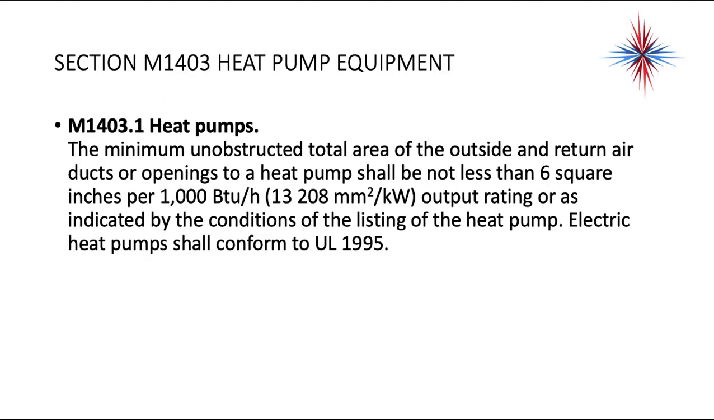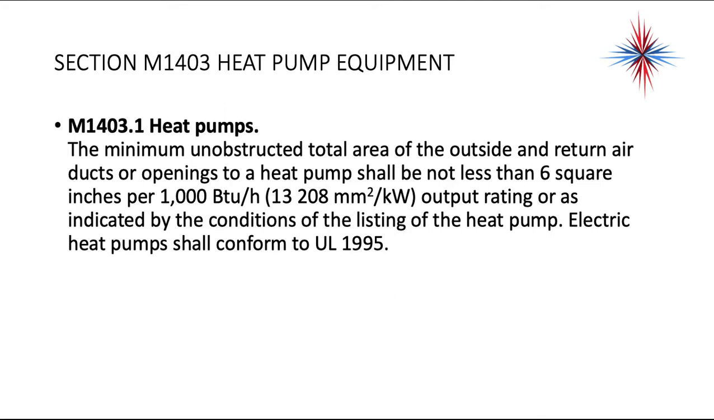Heat pumps have a special section in here because there are some additional requirements for heat pump installations. The minimum unobstructed total area of the outside and return ducts opening to a heat pump shall be not less than 6 square inches per 1,000 BTU per hour output rating, or as indicated by the conditions of the listing of the heat pump. Electric heat pumps shall conform to UL 1995.